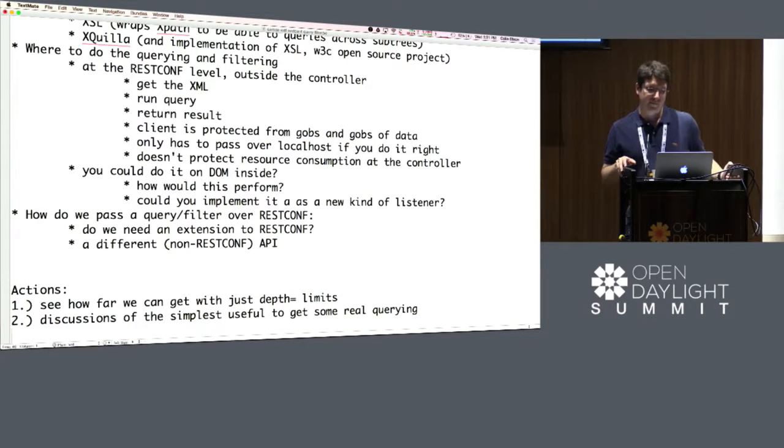Yeah, I'll just note that draft 16 actually specifies XPath 1.0 as a possible query language. So I think if we're implementing something, we should implement that. I would tend to agree. Anything else?